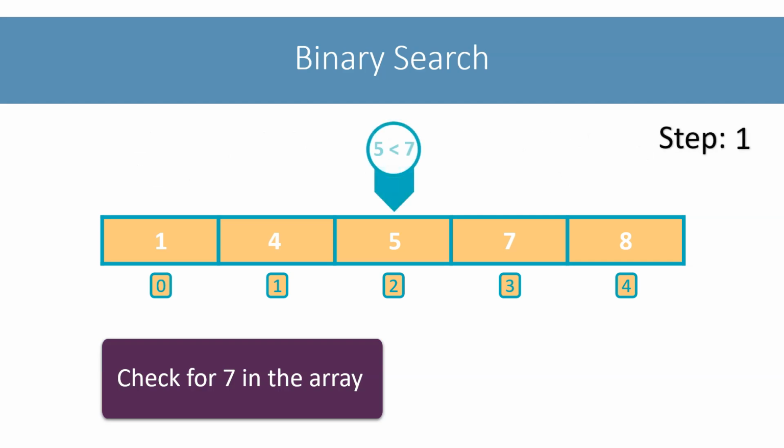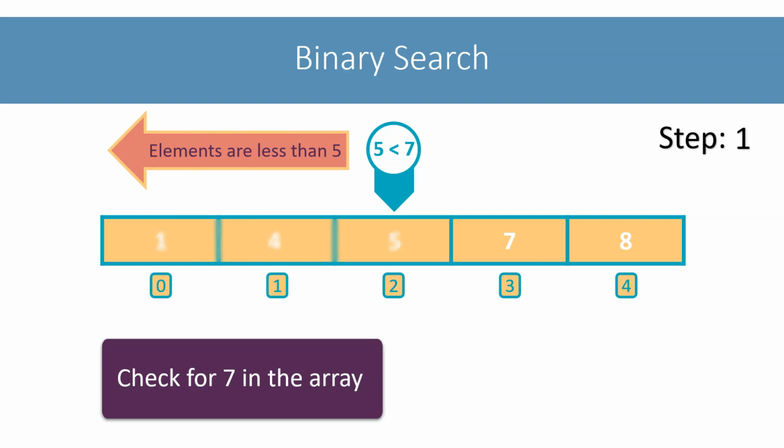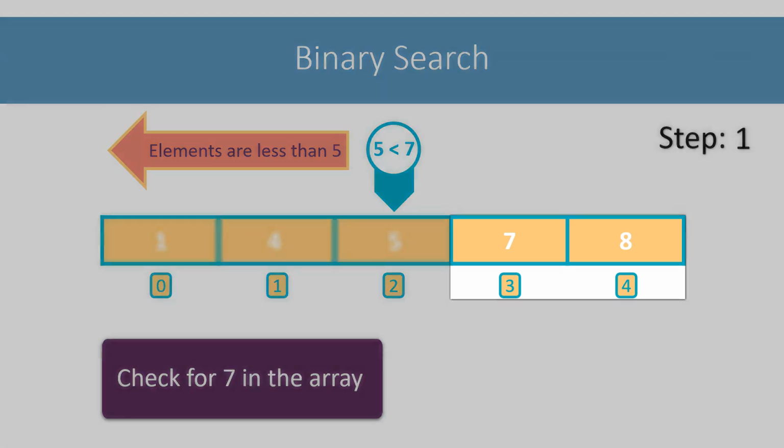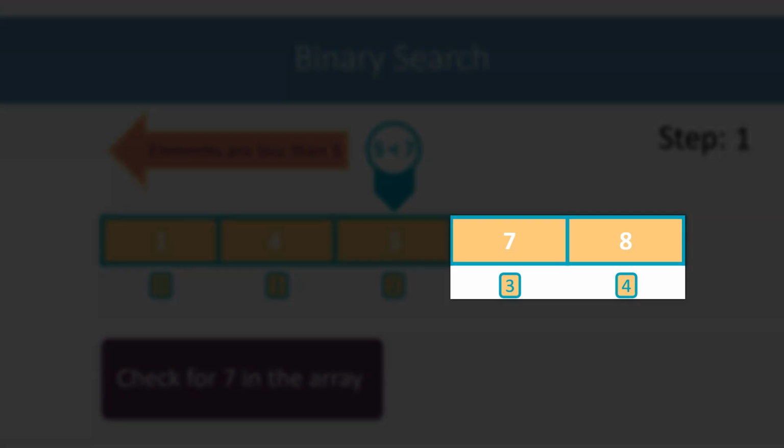The middle element 5 is less than 7. As the array is sorted in ascending order, it is guaranteed that the elements to the left of 5 are equal to or less than 5. So we can safely rule out this first half of the array from beginning till index 2. 7 cannot be present in this half. Instead, we will focus on searching for 7 in this part of the array.